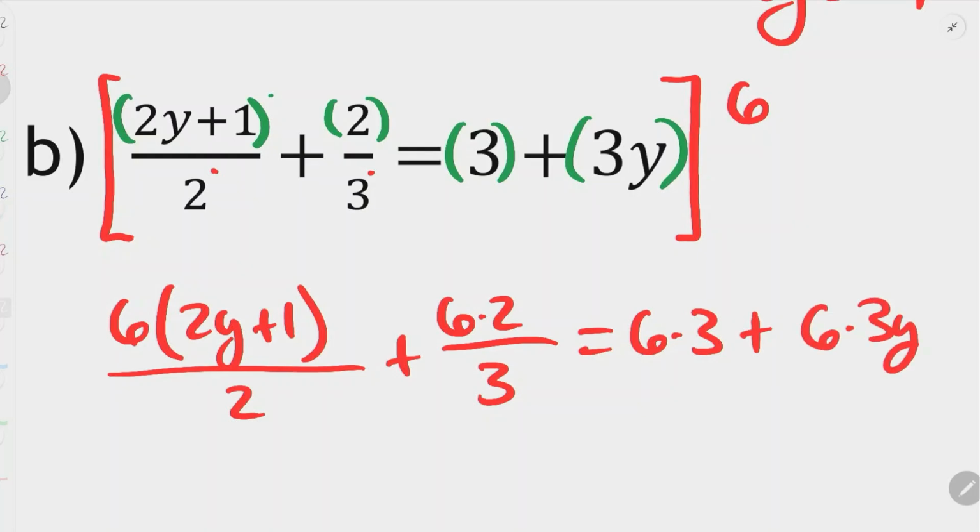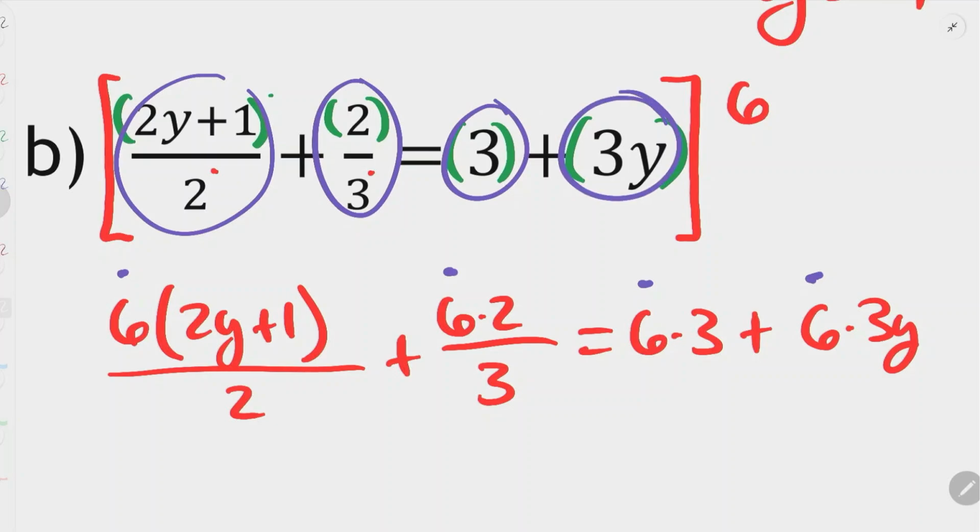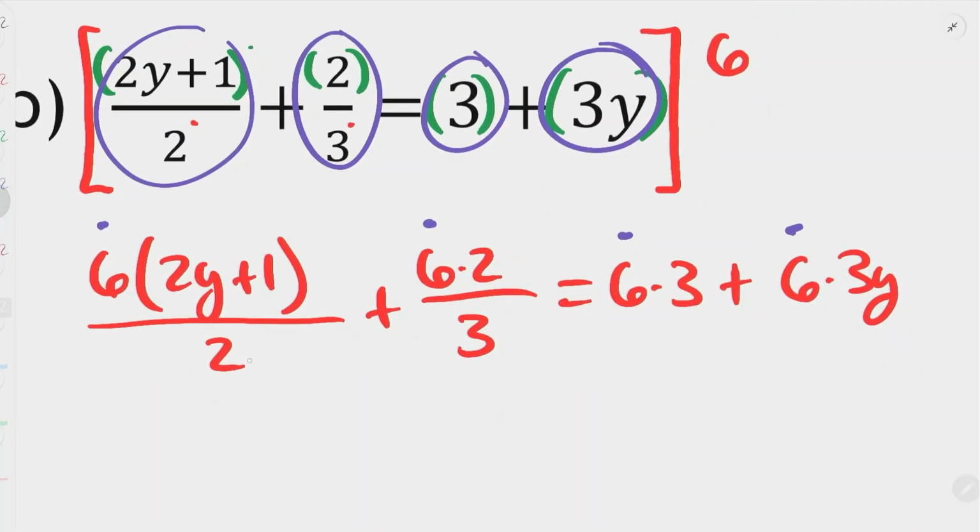So if I look closely, I can confirm that this one got a 6, this one got the 6, this one got the 6, this one got a 6. Every single one of my 1, 2, 3, 4 terms, 2 terms on the left-hand side, 2 terms on the right-hand side, all got factors of 6. Now I can just simplify, right? 6 divided by 2 is 3. 6 divided by 2 is 3.